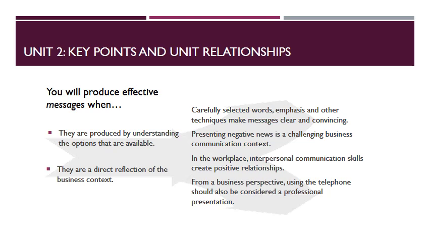Here are some key points from Unit 2 and examples of how they are related to the content of other units. Unit 2 emphasizes how an effective communicator knows what options are available for producing messages and selects the best option based on the business context. This point is connected to information in Unit 10, which discusses how an effective communicator chooses words and other techniques to produce messages that are clear and convincing. The communicator also knows that the business context usually dictates message traits and formats.